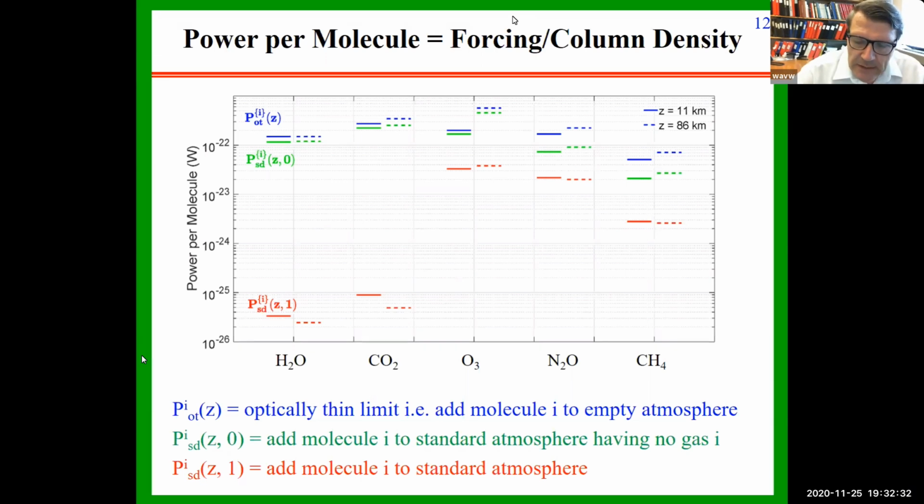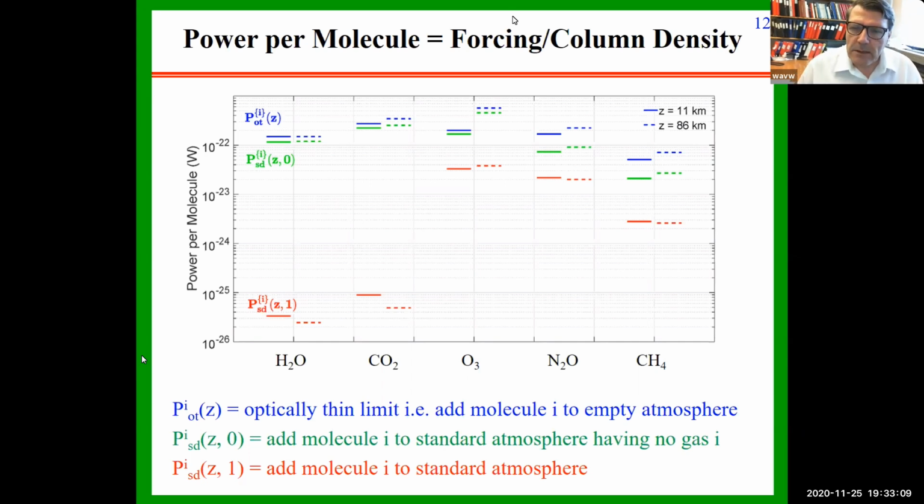First, let's look at the left side where we consider H2O, water vapor. First, we're going to do an experiment where we have an atmosphere that has no greenhouse gas at all. We now add 1 molecule of water, a second molecule. We measure the heat flux divided by that column density, and we get that blue line, that very low density water vapor power per molecule.